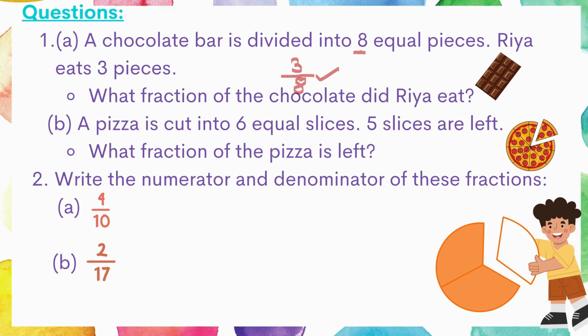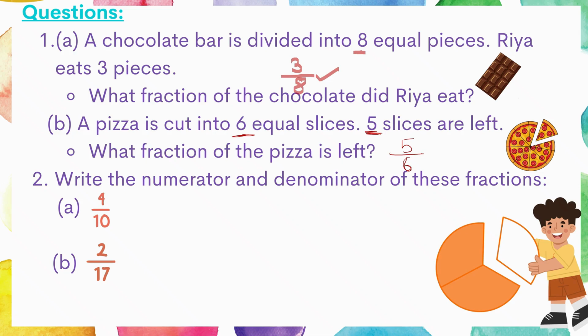A pizza is cut into 6 equal slices. 5 slices are left. How many slices are left? 5 slices are left. And what fraction of the pizza is left? Obviously, how many pieces of pizza are left? 5. And how many pieces was it cut into? 6. So it will become 5 by 6 fraction. Okay.